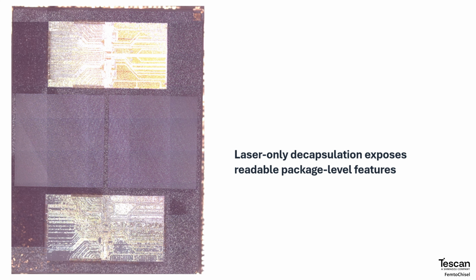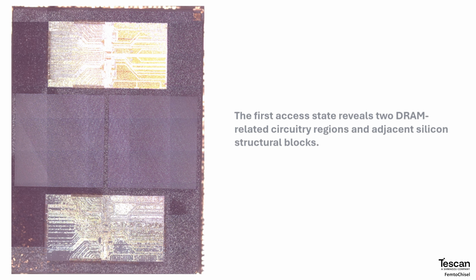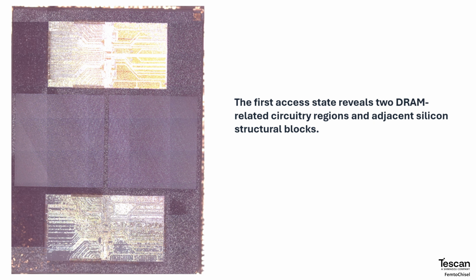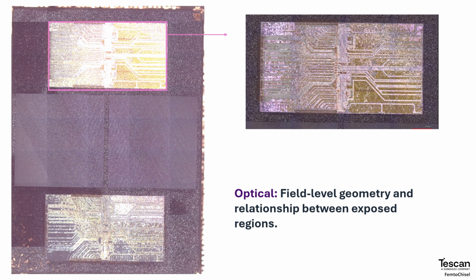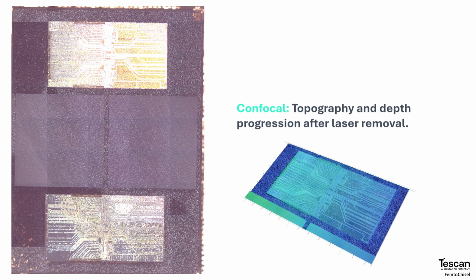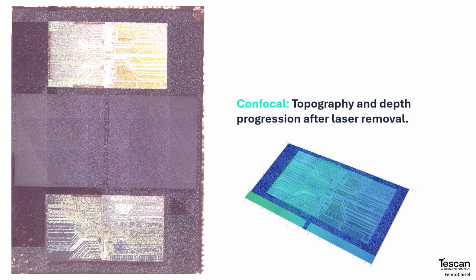After laser-only decapsulation, we expose readable package-level features, including two DRAM-related circuitry regions and adjacent silicon structural blocks. This is an important first checkpoint. Optical imaging shows the overall geometry, while confocal microscopy provides three-dimensional topography and helps us understand the depth and uniformity of the laser removal.